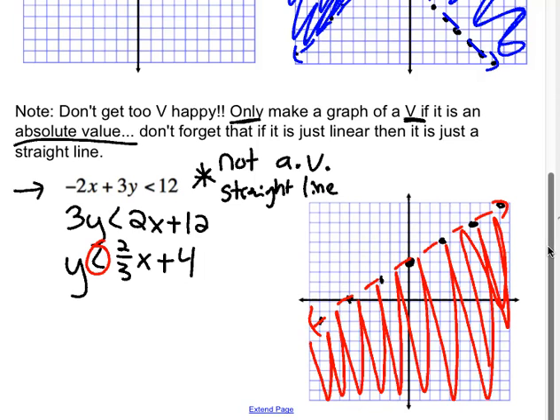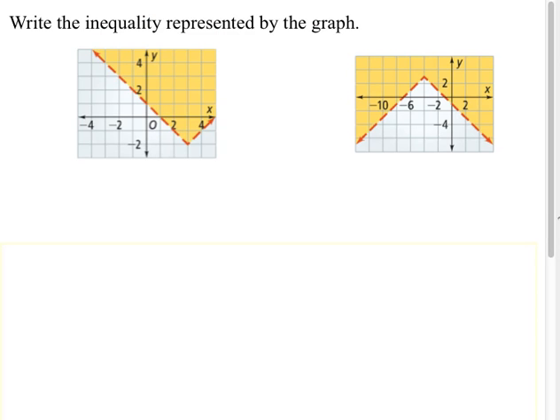So last concept before I set you guys free. Last concept is if I give you a picture, you should be able to tell me the equation, okay? Sorry about that. So we did this back in 2.7 also. Now just an added bit of having it be an inequality.